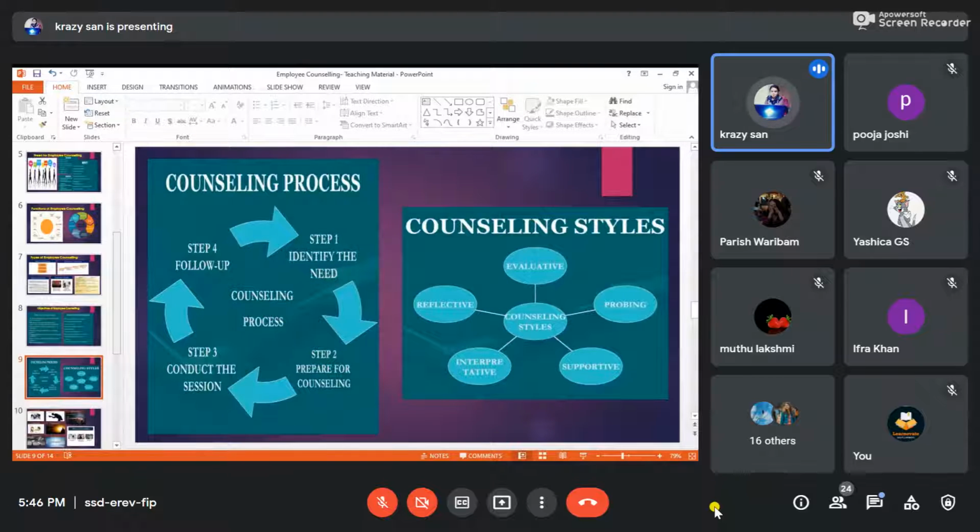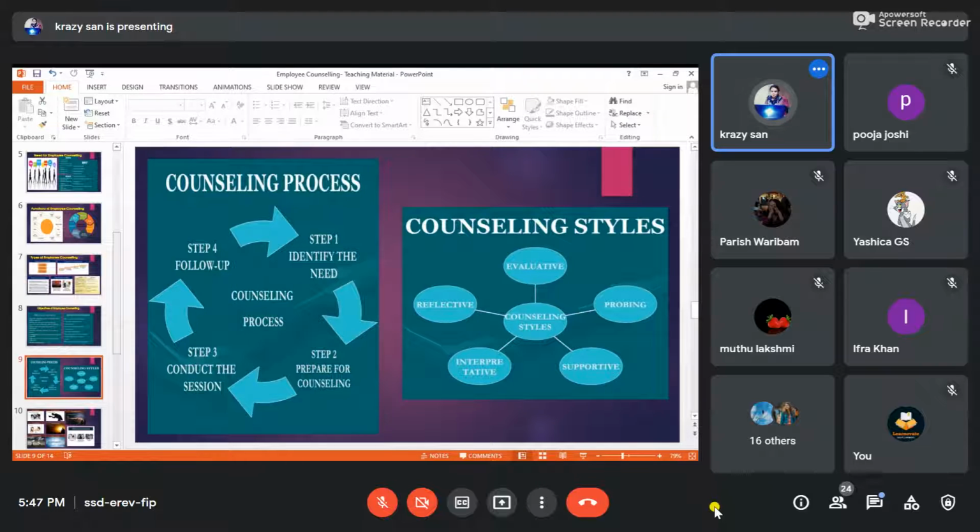Now, in a counseling process, there are four steps which majorly go with the counseling process. In some organizations, they wind up with three major steps, or some go with four. The first one is identify the need. You have to understand and identify which employee requires it. That is also known as the preparation stage. In this stage, you need to establish rapport or prepare a base for communication, because it generates the necessary confidence in the subordinate and assures him of the counselor's genuine interest in helping him.